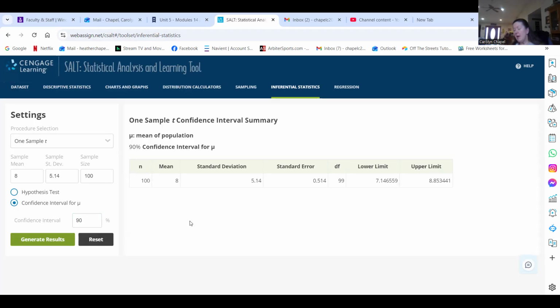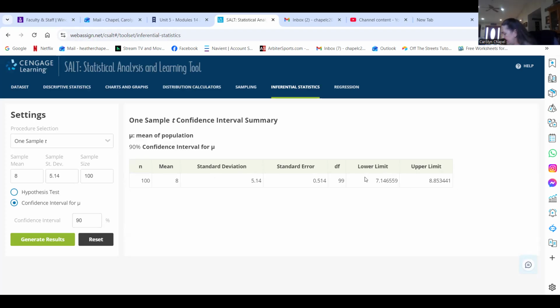There we go. Something I check is making sure I typed everything in right. I can easily go back and change it. So there's my sample size, my mean, my standard deviation, the standard error, that's the S over the square root of N. If I took 5.14 divided by the square root of 100, that gives me this. There's the degrees of freedom. Here's my lower bound and my upper bound.